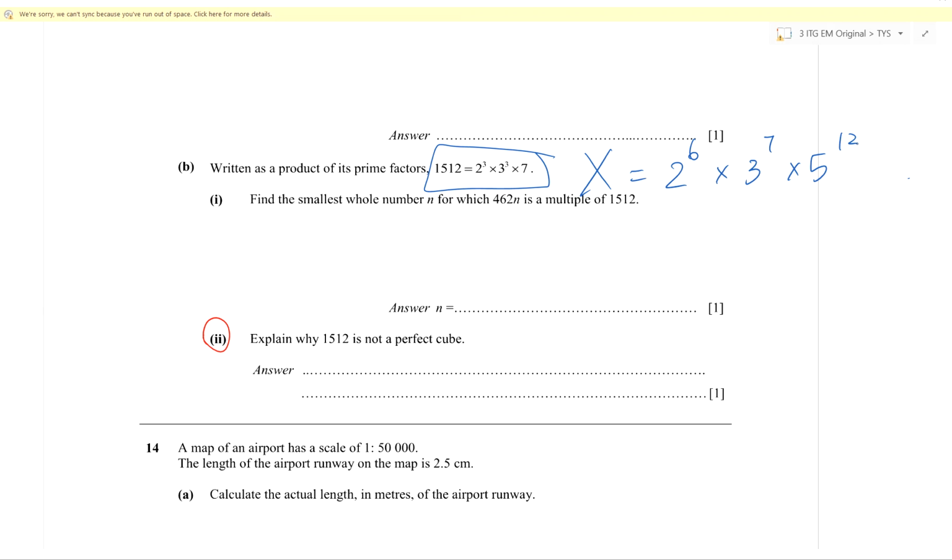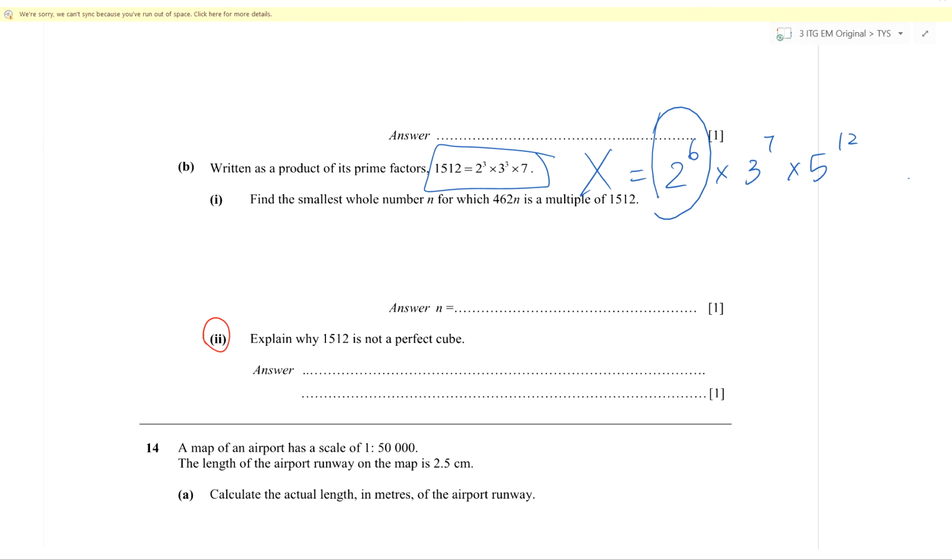The power of 3. What? Yes, exactly. The power of 3 is not a multiple of 3. That's why it is not a perfect cube. So this 2 power 6, is it a perfect cube? Yes, because the power of 2 is a multiple of 3.